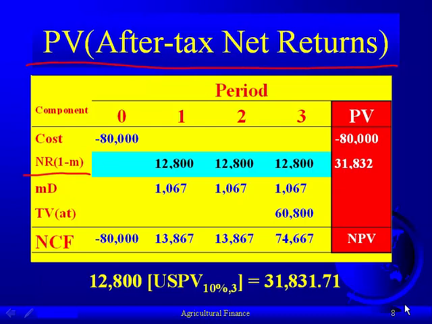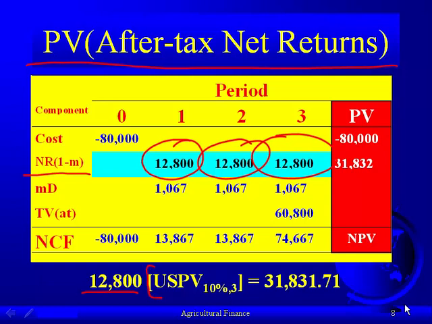The nice thing is, notice that these after-tax net returns are uniform, and there are 3 payments. So we can take the $12,800, recognizing that they're uniform, we can use the uniform series present value factor. We had concluded earlier that the after-tax discount rate was 10%, and because there's 3 periods, we can plug that into our calculators as 3 N, 10% I. The $12,800 is our payment. Zero out the future value, compute the present value, and it is $31,831. And we put it over here to the right to provide the present value of the after-tax net returns.